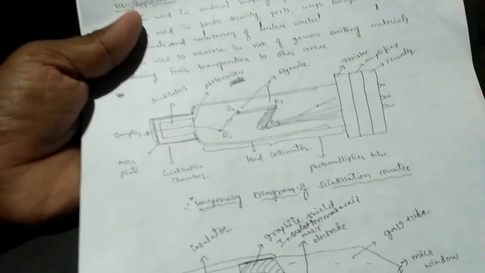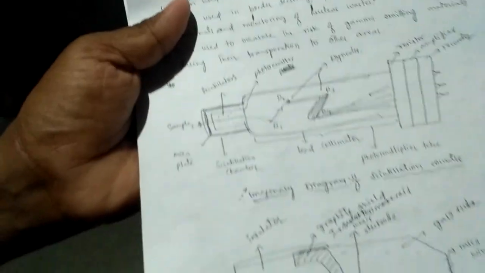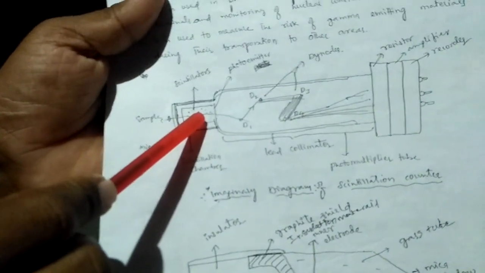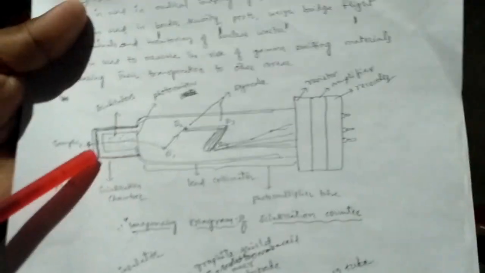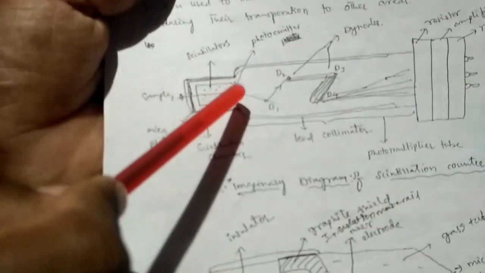Now we will see the procedure of measuring the radioactivity of substances. First of all, the scintillation chamber is filled with scintillators. When we place a sample near the mica window, it emits radiation. That radiation strikes the scintillator, so they go to the excited states and produce electrons. When these electrons reach the photoemitter, the photoemitter converts them into a flash of light.